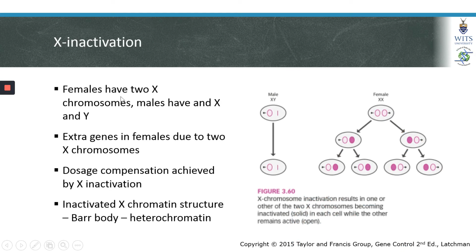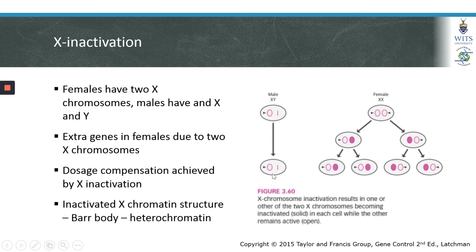In females, monoallelic gene expression is most commonly observed in the case of the X chromosome. Because females have two X chromosomes and males have an X and a Y chromosome, there are extra genes present in females due to the presence of two X chromosomes. Therefore, one of those X chromosomes has to be switched off in order to correspond with males. This dosage compensation is achieved through X inactivation. When we talk about dosage compensation, we mean that the expression of the genes on two alleles is too much, and therefore one of those alleles has to be switched off.